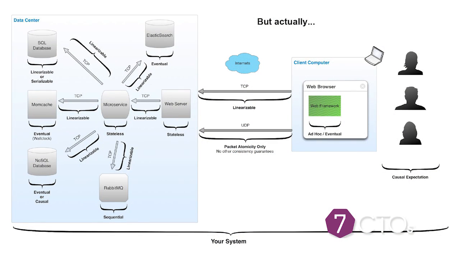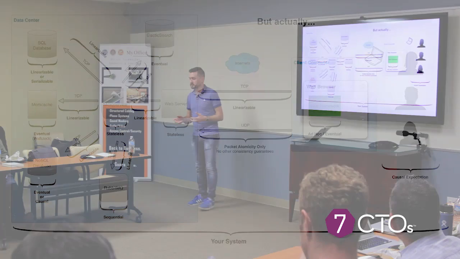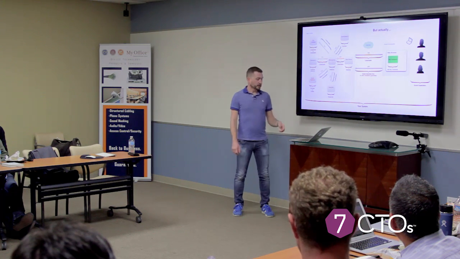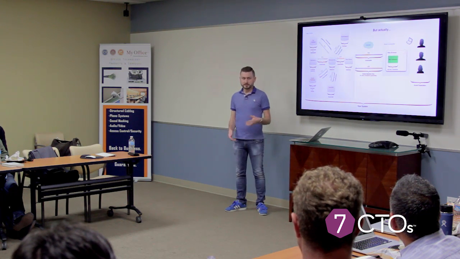We have eventual consistency in the case of Elasticsearch, sequential for RabbitMQ and SQS. We have eventual or causal if you're using Riak. It has both modes. We have our SQL database, Memcache, and so on. And so we're dealing with a whole host of different consistency models. And so it's no surprise that this stuff is confusing.